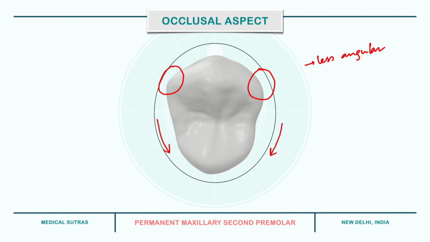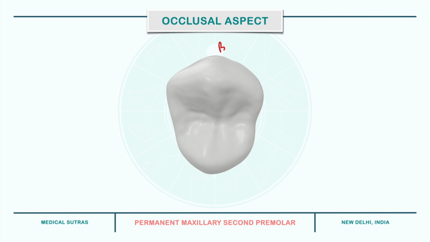Now let's look at the important landmarks seen on the occlusal surface. First we have the buccal cusp and the lingual cusp. As discussed before, the cusps are of similar size and have less pointed cusp tip in contrast to maxillary first premolar, which presents a smaller lingual cusp. Next we have the mesiobuccal cusp ridge and distobuccal cusp ridge in the buccal cusp, extending from the buccal cusp tip to the mesiobuccal line angle and distobuccal line angle respectively.